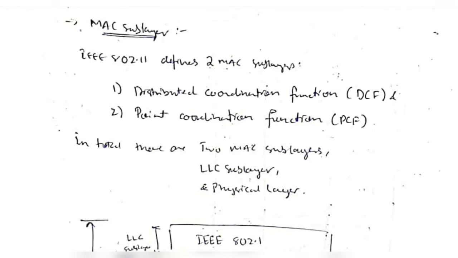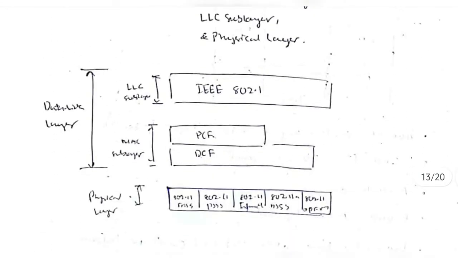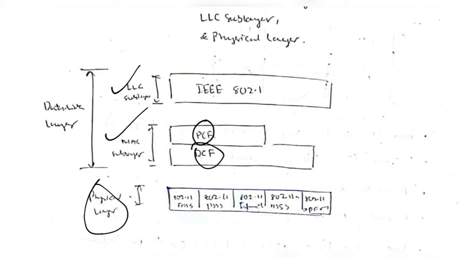Now the MAC sublayer. If you see in the diagram, firstly we'll have a physical layer, then we'll have a data link layer. In the data link layer there are two parts. First one is LLC and second one is MAC layer. And the MAC layer is further divided into two parts, PCF and DCF. We had discussed this in the previous topic. Now we'll be discussing PCF and DCF.